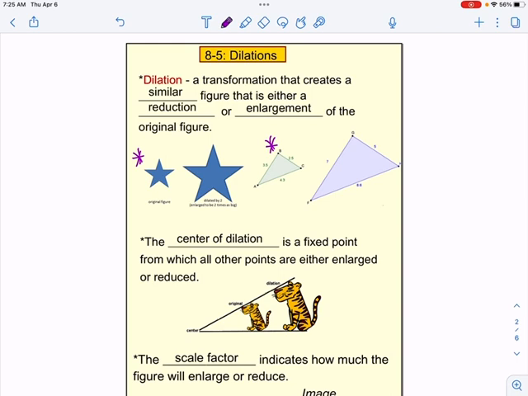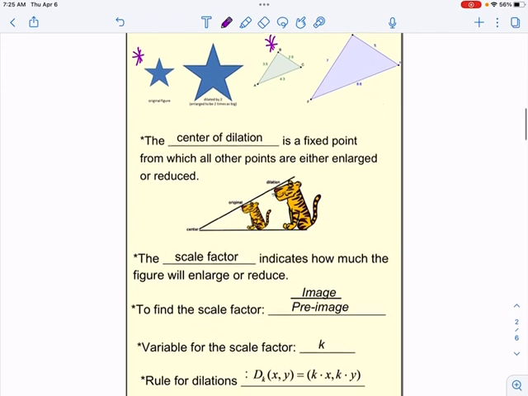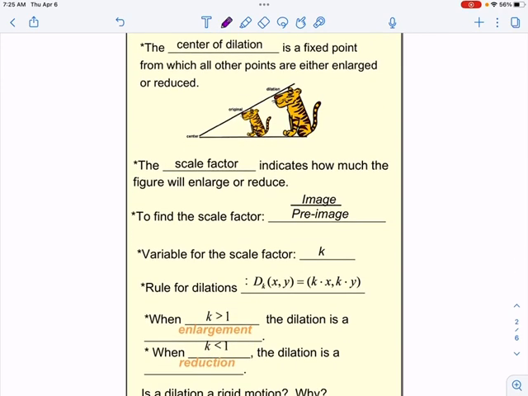That's a dilation. You can also go in the opposite direction and go from something bigger to something smaller. The center of dilation is a fixed point from under which all other points are either enlarged or reduced. In my tiger picture, this purple dot is my center of dilation, and you can think of it like shooting a laser through that point to get from your original picture to your dilation. If I shoot my laser from the center, it comes here and then up to there. That's all your center of dilation is.